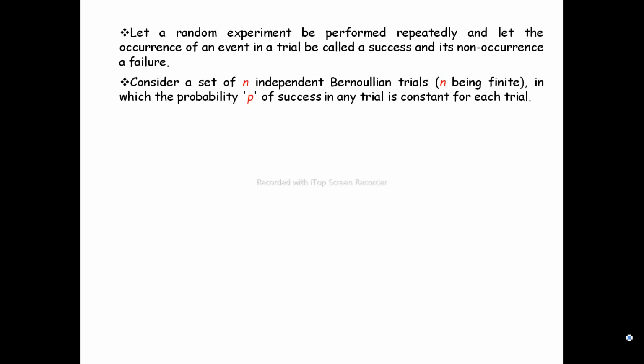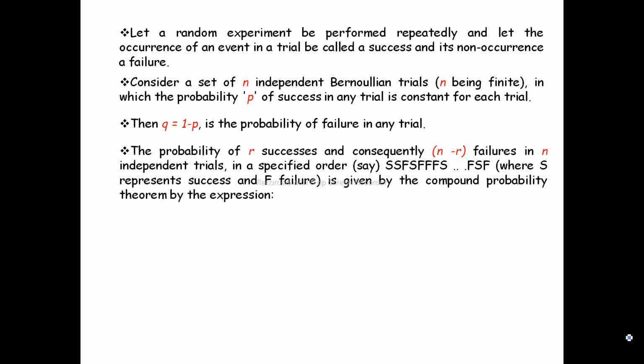Consider a set of n independent Bernoulli trials in which the probability p of success in any trial is constant for each trial. Then q is equal to 1 minus p. So this will be the probability of failure in any trial. The probability of r successes and consequently n minus r failures in an independent trial in a specified order, say S, S, F, S, F, F, F, S, and so on up to F, S, F, where S represents success and F failure, is given by the compound probability theorem, which is expressed by an equation.